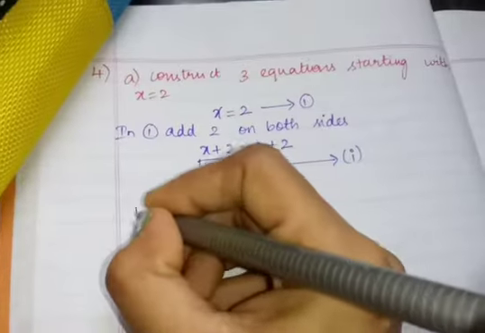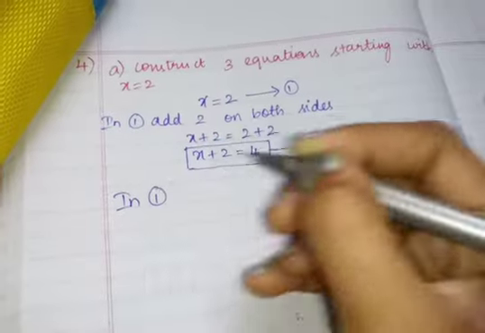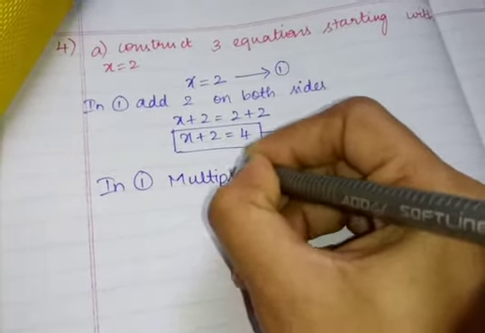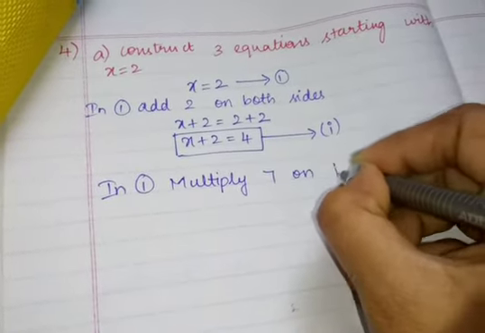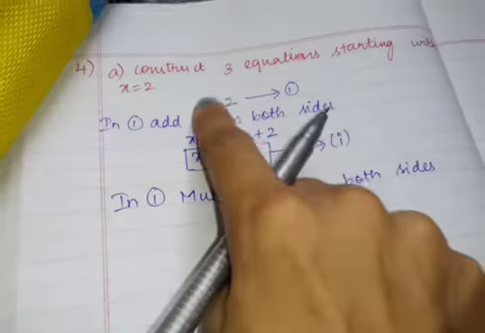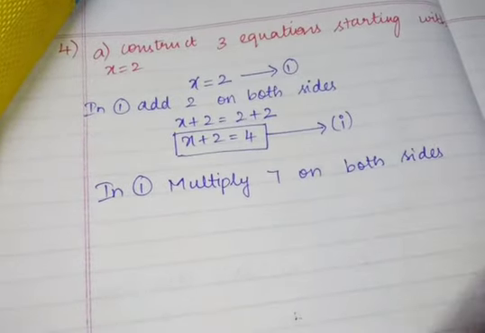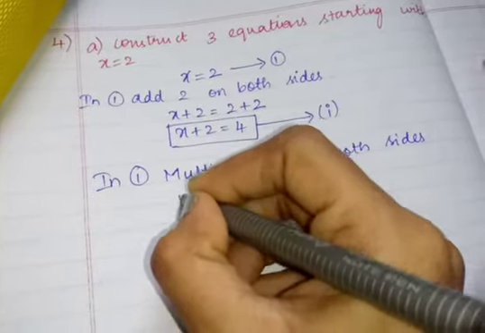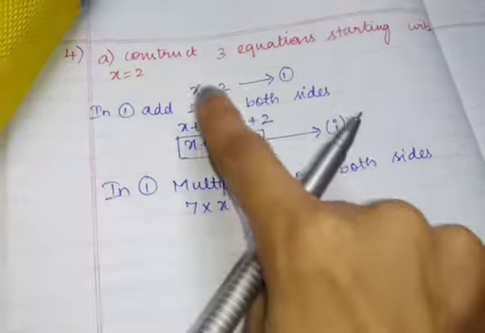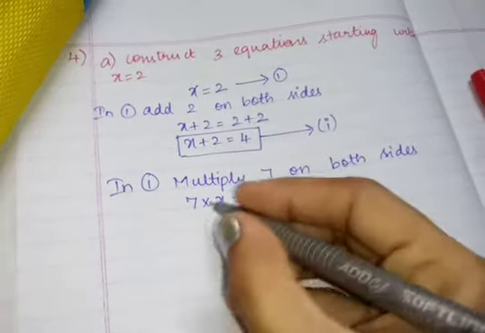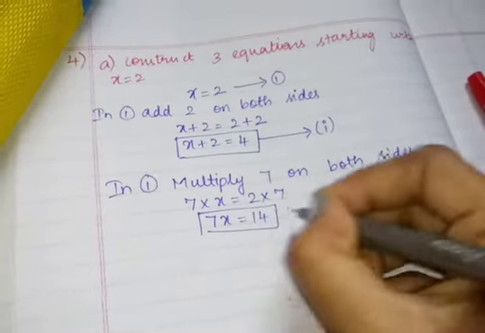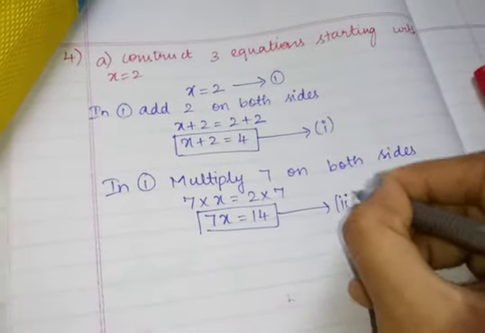Next, in 1, multiply 7 on both sides. Any number you can give; I am giving 7, okay. In the first equation, multiply 7 on both the sides. So 7 into x equal to 2 into 7. 7 into x is 7x. 7 2s are 14. So this is your second equation.